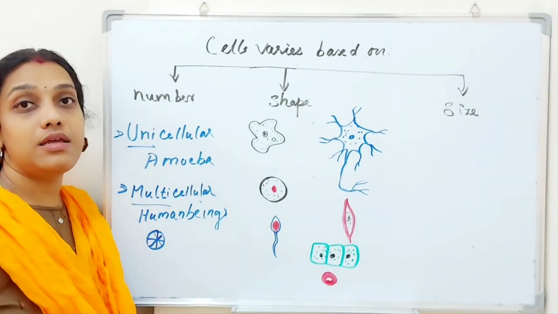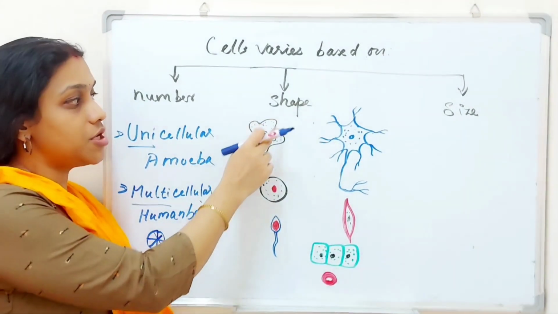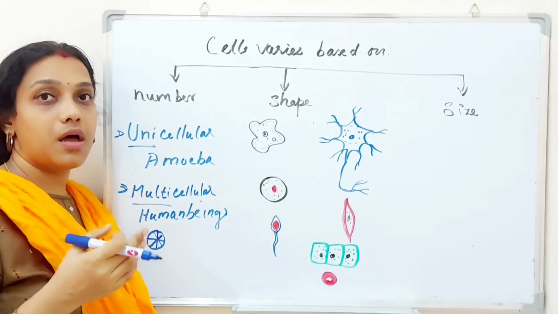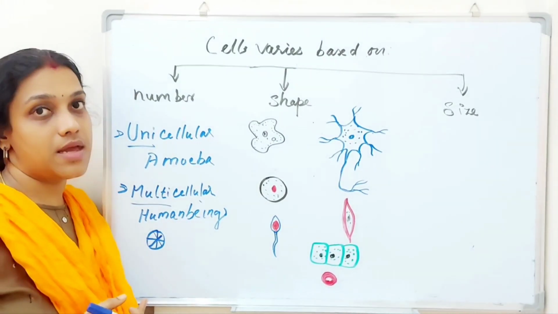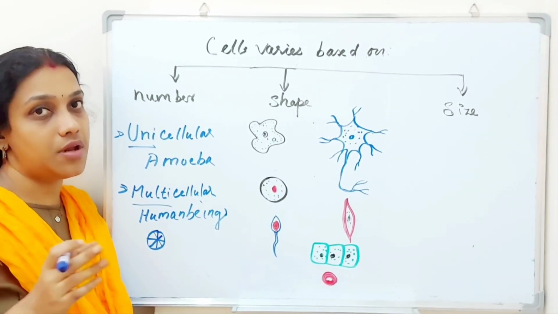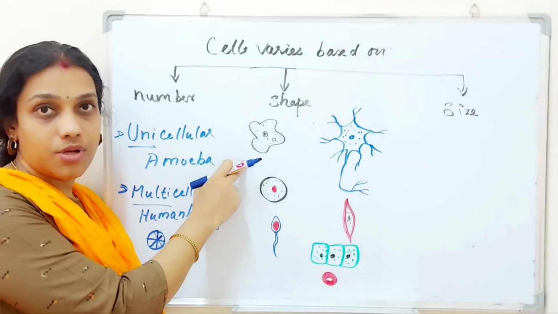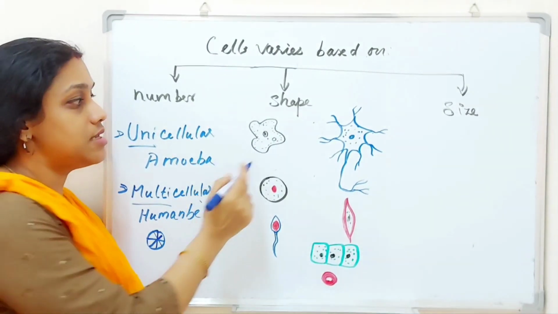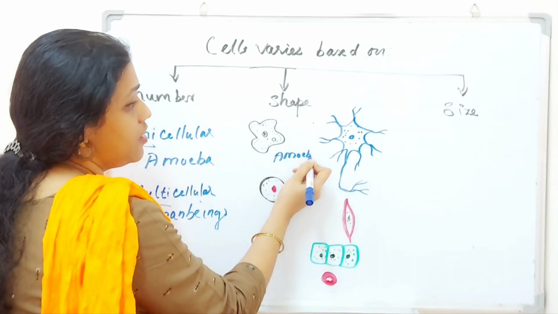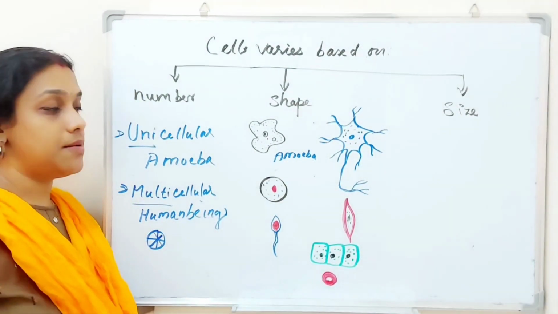The first one is an irregular shaped cell. This is seen in the case of amoeba. Amoeba is a unicellular organism, and it doesn't have a proper shape. The shape will be changing every now and then. That is known as irregular shape, and this type of cell is seen in the case of amoeba. Amoeba is an example of an irregular shaped cell.